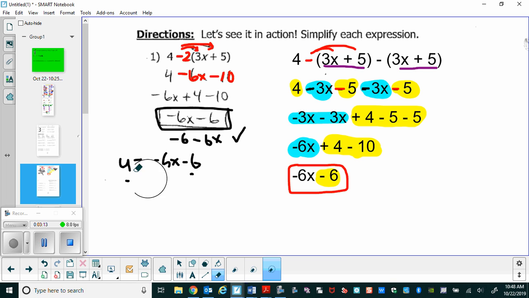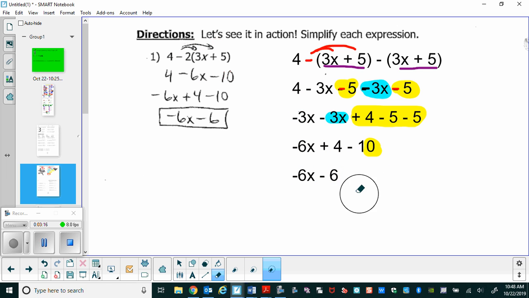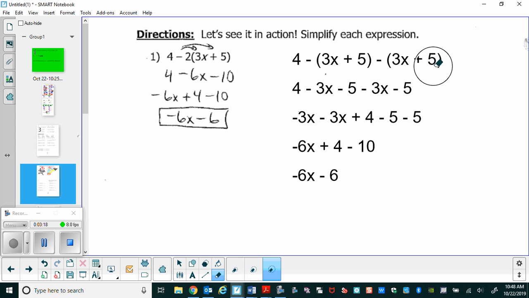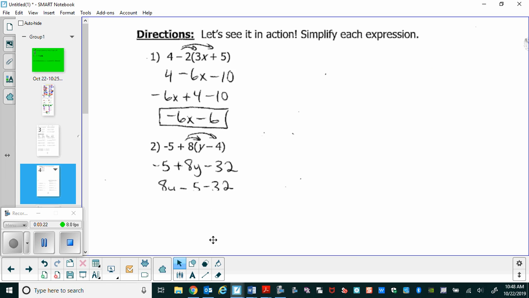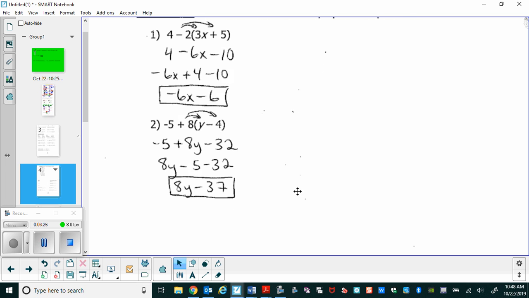So let me just erase all of this now. And I'm actually going to delete this. And I'm going to move this so that we can now talk about number 2, okay? So for number 2 here, once again, we're going to distribute this 8. 8 times y is 8y. And then we've got 8 times the negative 4 is where I got the negative 32.